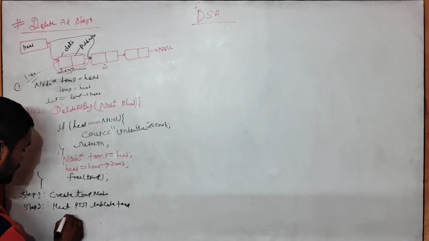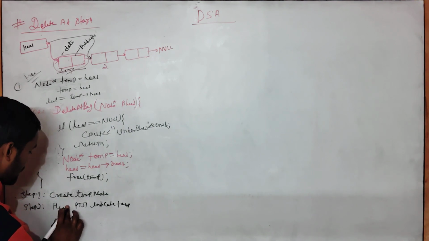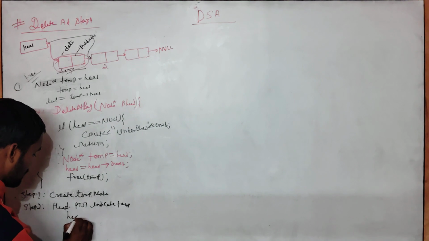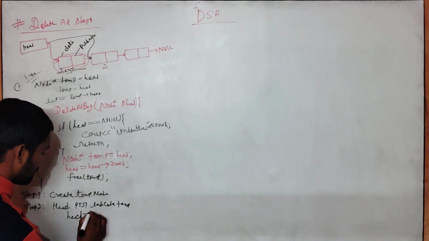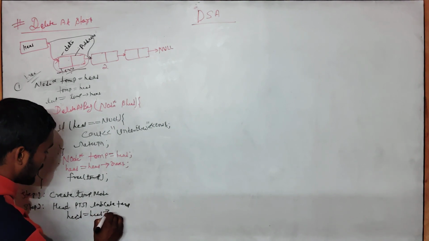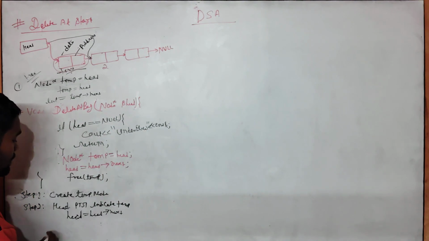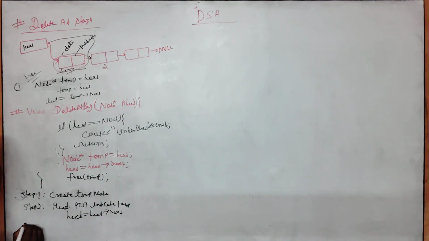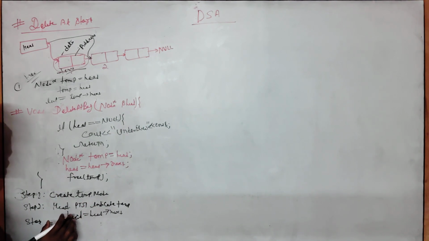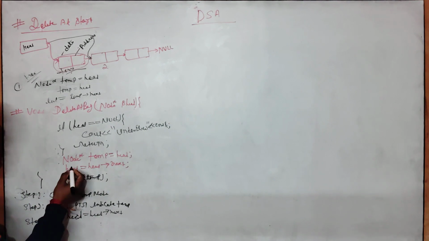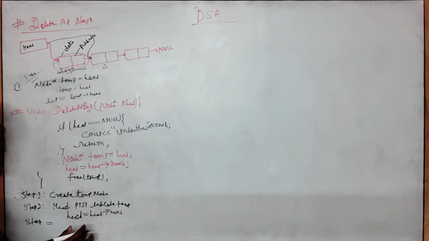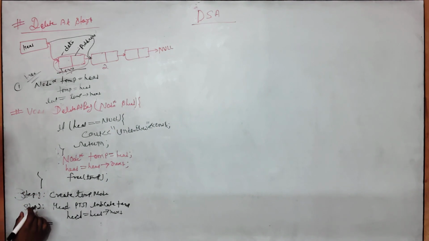I am doing here head. I'm writing here head is equal to head of next. Okay, and next step 3, and we are also creating a pointer. Okay, fine, and step 1 and step 3, and I'm writing here step 1.